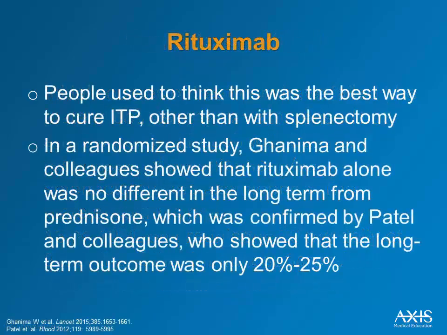For rituximab, people used to think that this was the best way to cure ITP. However, Ghanima, in a randomized study published in The Lancet in 2015, showed that rituximab alone was no different at 1.5 years from initiation of therapy from standard of care with prednisone.